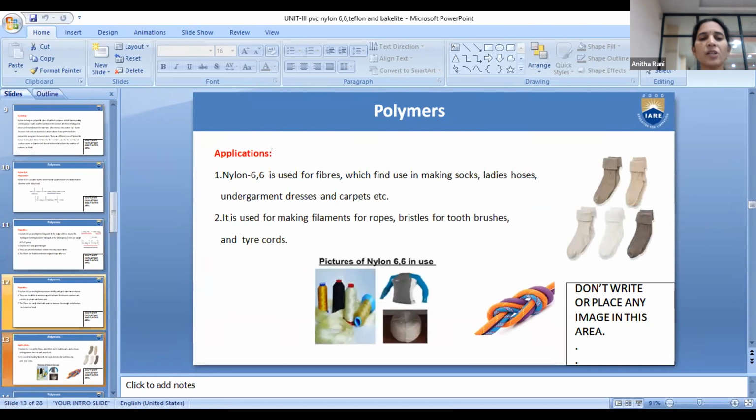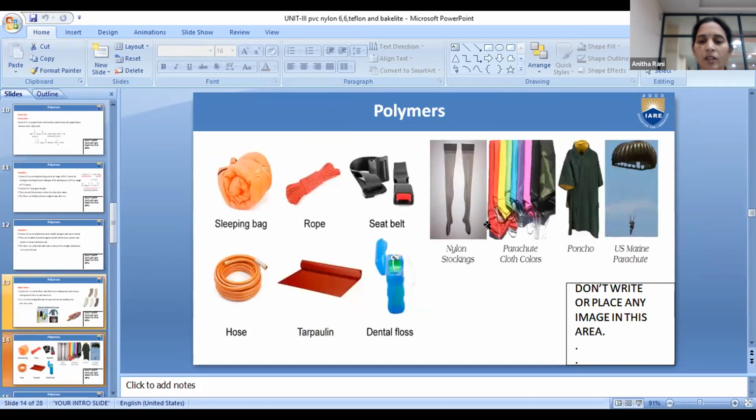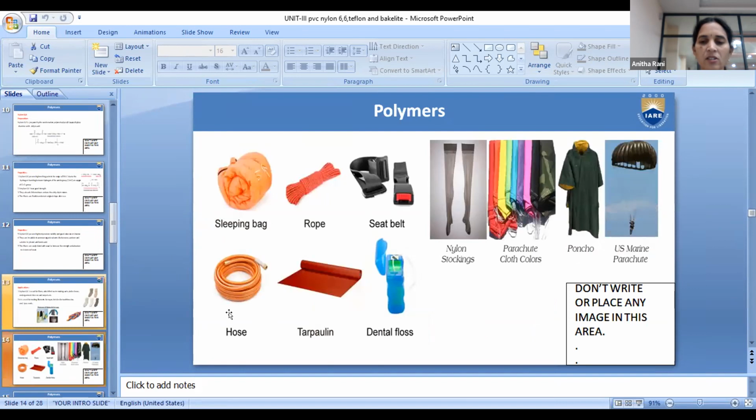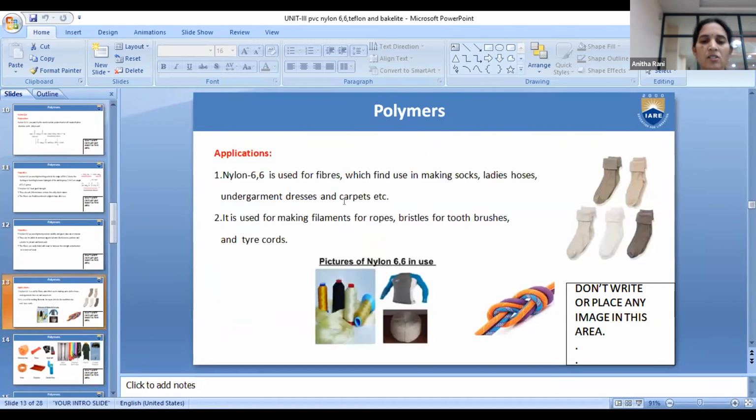And now uses of nylon 6,6, applications of nylon 6,6. Nylon 6,6 is used for fibers, which find use in making socks, ladies hoses, undergarment dresses, carpets. Parachute cloth is also made with nylon 6,6.